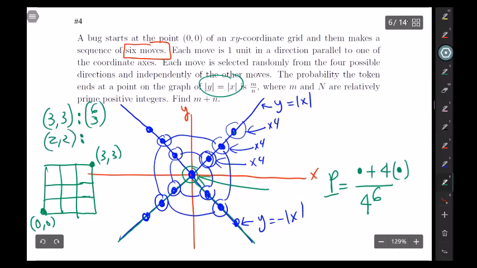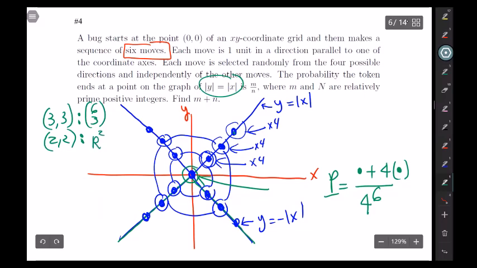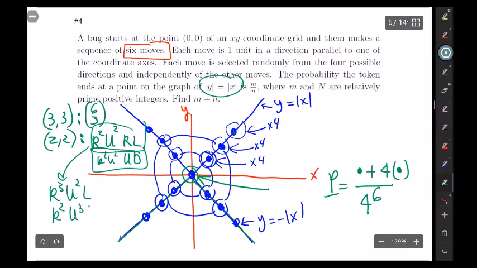Now, 2, 2 is a little bit more casework. So you can end up in 2, 2 in 2 different ways. Obviously, first of all, you have to make sure you have 2 right and 2 up. And then next to it, you can either add a right left, or you can add an up down, right? So therefore, the 2 cases for 2, 2 would be r cubed u squared l, the first case, or the second case, r squared u cubed d.